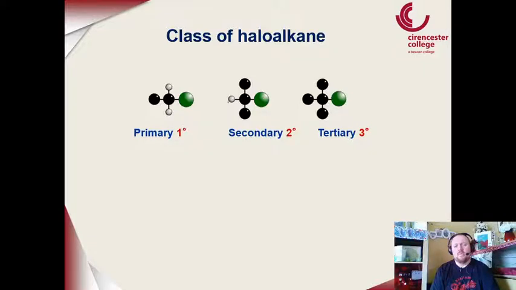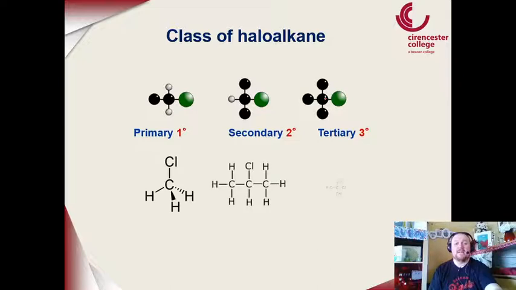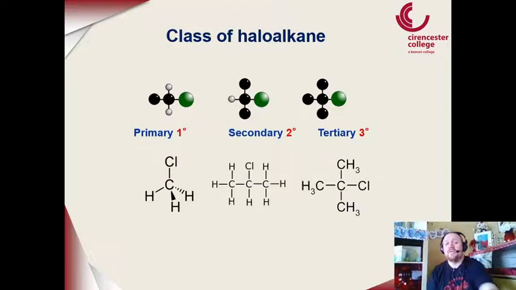If we've got one hydrogen attached to the carbon that the halogen is attached to, we have a secondary haloalkane. And if we have no hydrogens attached to the carbon that the halogen is attached to, we have a tertiary haloalkane. It's really important that you're able to identify them, because they do react slightly differently. Not as differently as alcohols do, but there are some differences in the rates of reaction, and you need to know what those differences are.